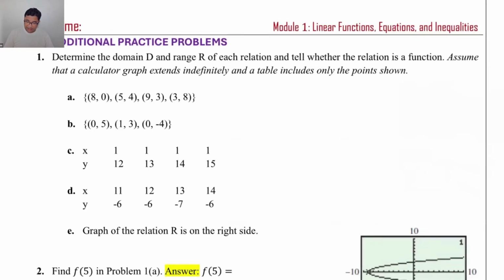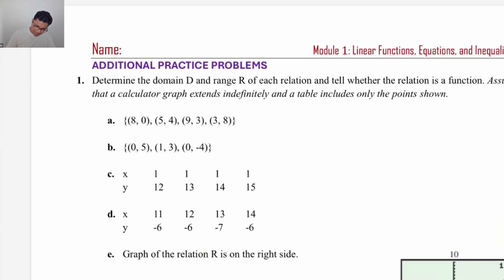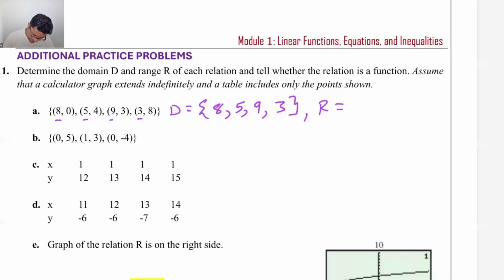Determine the domain and range of each relation and tell whether the relation is a function. Assume that a calculator graph extends to infinity. So when there is a graph given, you have to assume that it continues to infinity forever. That is the assumption. Let's do it. For each of them, I'm going to write on the right side here, domain and range. Domain is the set of all first elements. Range is the set of all second elements.